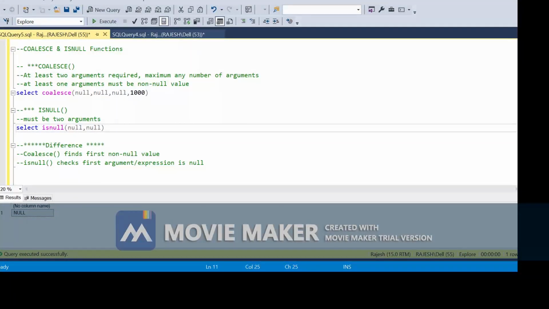Okay, but in the case of the Coalesce function, there must be at least one non-null value, but in the case of isnull, it is accepting null whether I place it at the first place or in the first and second place. Okay, as we discussed, there must be two arguments.